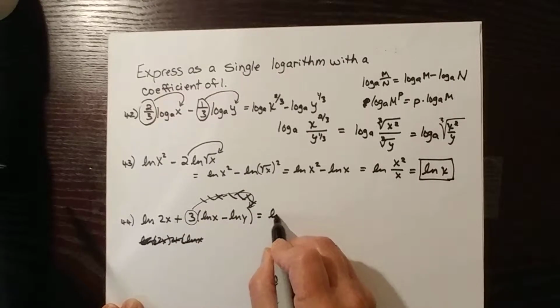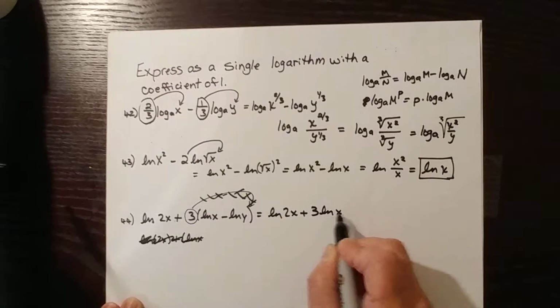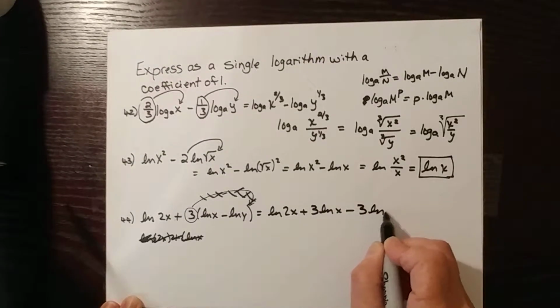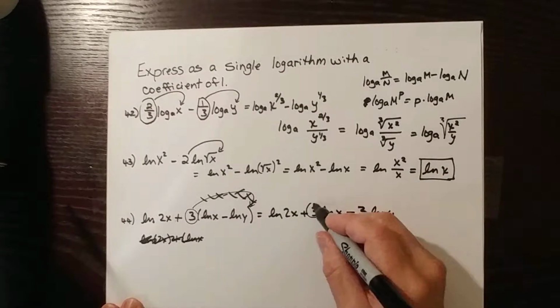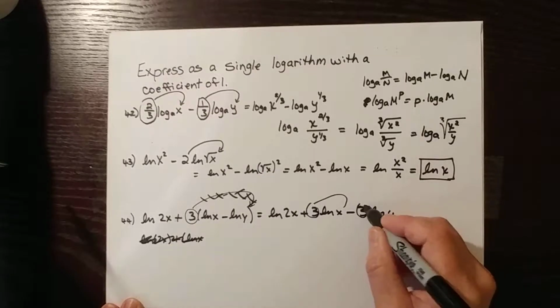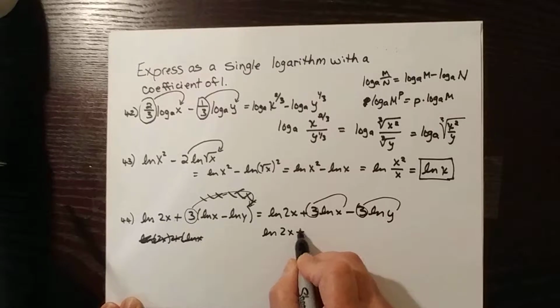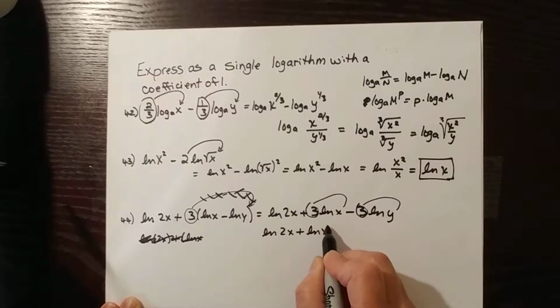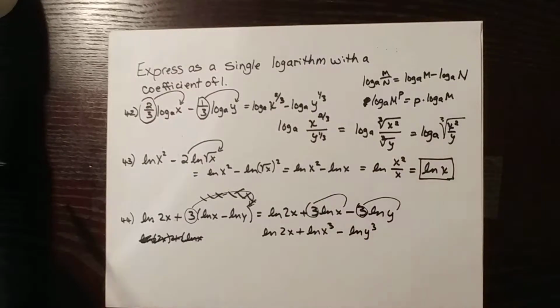First, I need to distribute the 3 to each of these log terms. So this should be the natural log of 2x plus 3 times the natural log of x minus 3 times the natural log of y. Now, I need to take this coefficient and throw it into the power, and this one and throw it into the power. So that will be the natural log of 2x plus the natural log of x to the 3rd minus the natural log of y to the 3rd. So we use the power rule to kick it back into the power. Now we can begin to rewrite this.